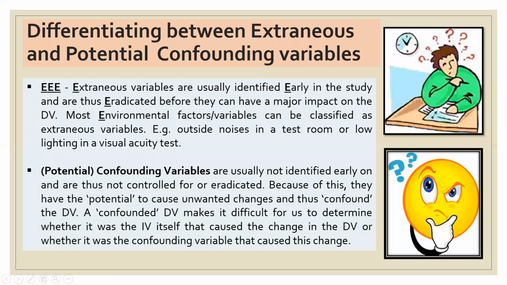Extraneous variables most of the time are identified early in the experiment. They are controlled for. Potential confounding variables are the ones that slip through, okay? They're the ones that usually go on to have a more significant impact in terms of actually confounding the DV, or confounding the results, or making the results less reliable.